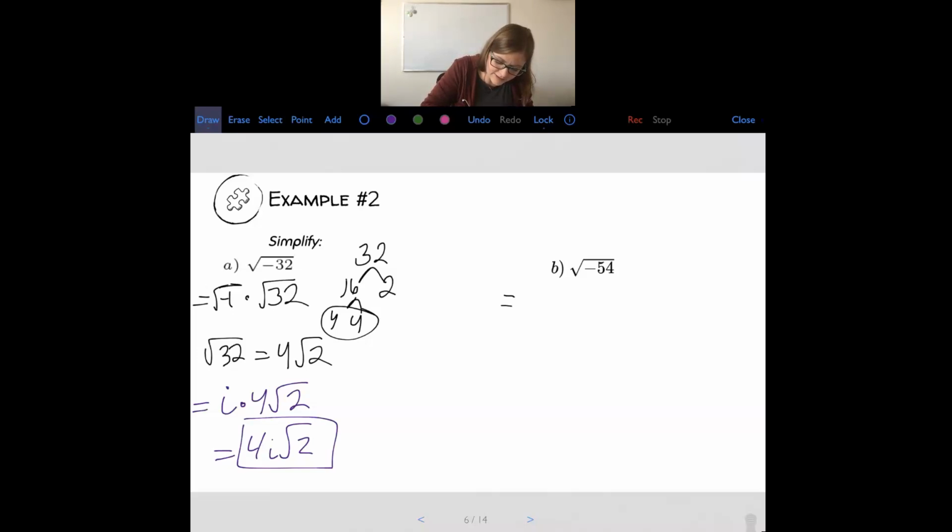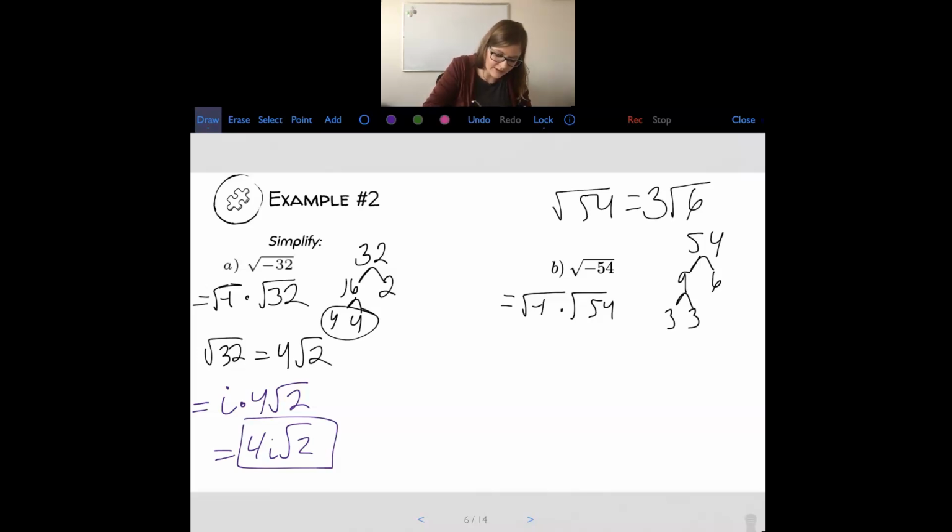We're going to rewrite this as the square root of -1 times the square root of 54. We know what the square root of -1 is, and now we have to work with the square root of 54. So 54 breaks down into 9 times 6, where 9 is our perfect square. So the square root of 54 is 3 square root 6. Okay, so if we put this together, this becomes the square root of -1 times 3 square root of 6. Okay, and the square root of -1 is i, so this is 3i square root of 6.